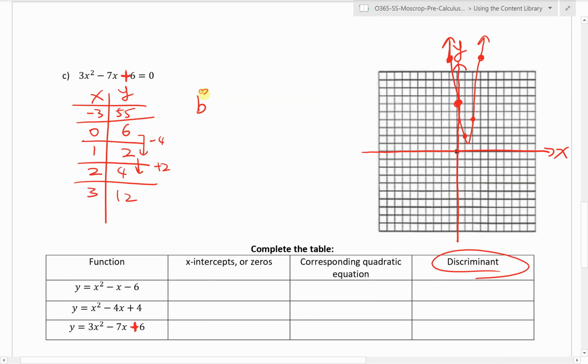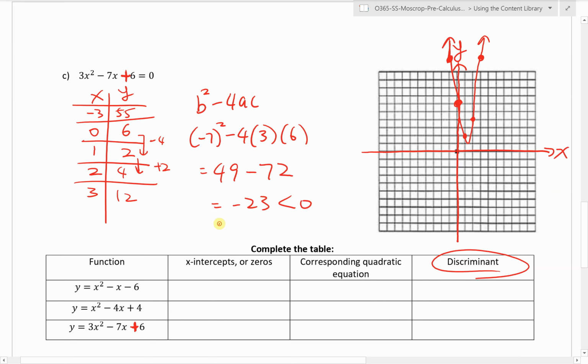Well, discriminant, recall, is b squared minus 4ac. So this is -7 squared minus 4 times a times c. This is 49 minus 72. Well, this is -23. And recall, if this is less than 0, therefore no real roots. And if there's no real roots, that means there's no x-intercept. And therefore there's no solution right here.